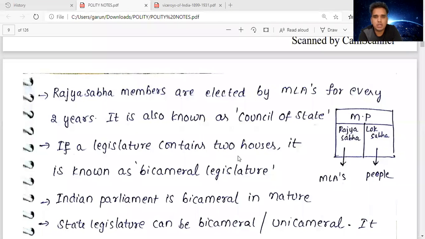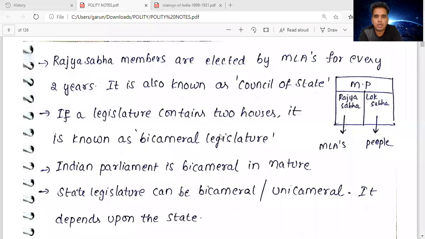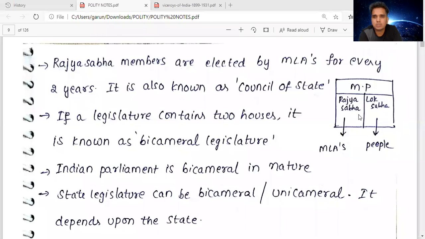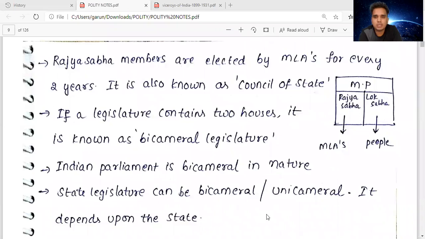If a legislature contains two houses, it is known as bicameral legislature. So Indian legislature is bicameral, and state legislatures are bicameral and unicameral. Many of the states are having both the houses, that is the legislative council and the legislative assembly. Legislative assembly मतलब MLAs, from where the MLAs are elected, and legislative council मतलब from where the MLCs are elected. MLC is not compulsory for each and every state.